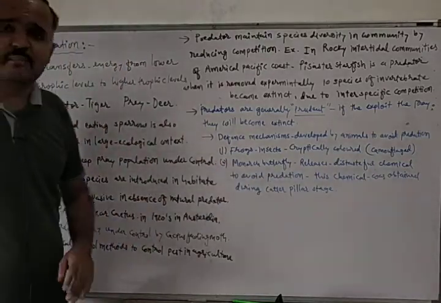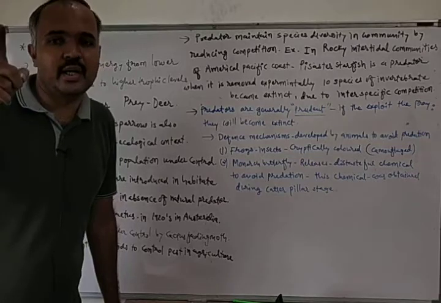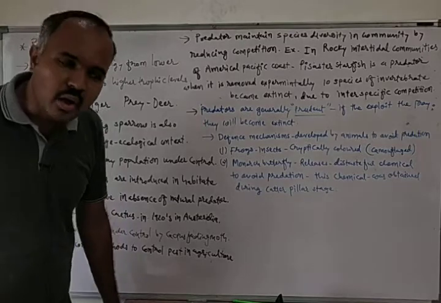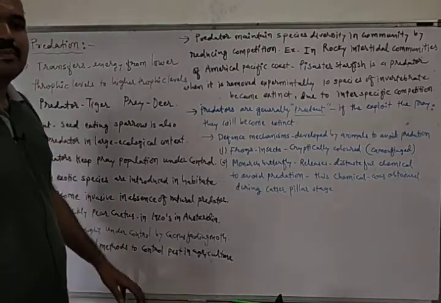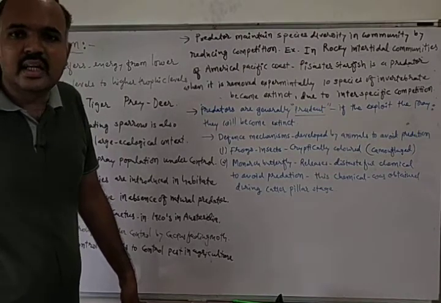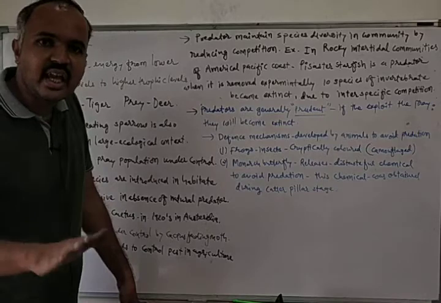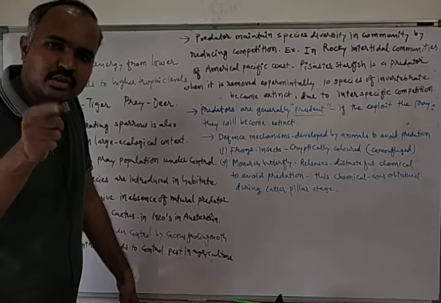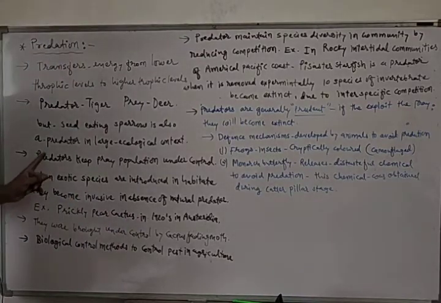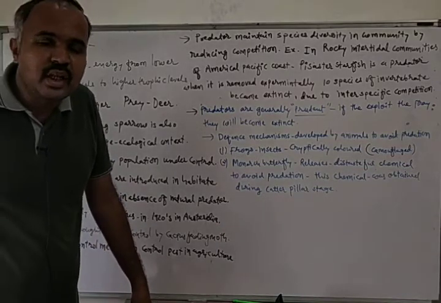So what we have discussed in predation is that predation transfers energy from a lower trophic level to a higher trophic level. In this manner, predators are conduits of energy. When we talk about predation, the first example that comes to mind is the tiger, the predator, and the deer, the prey. But in a larger ecological context, the seed-eating sparrow is also a predator. Then we said that predators keep prey population under control.